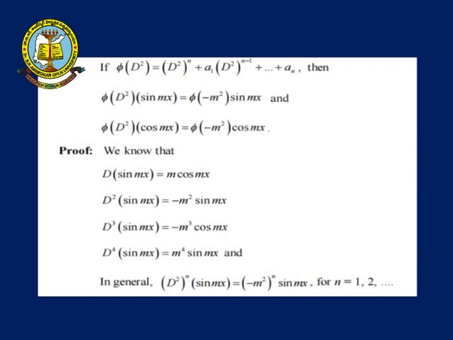Here the cos mx derivative is how much? Minus m into sin mx. So minus m square into sin mx is the derivative of D square. Continuation: D cube, D power 4, so on, D power k. Continuing, if we go for D square whole to the power of n into sin mx, it is minus m square whole power n into sin mx, for all n equal to 1 and so on. Hence it is proved.